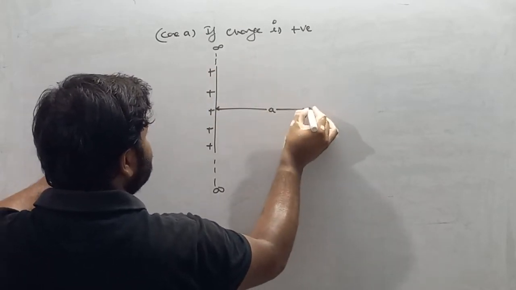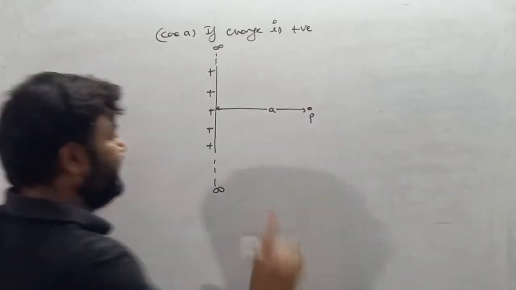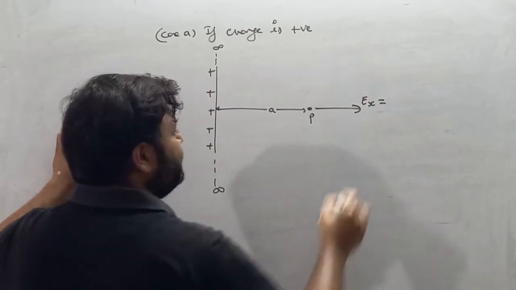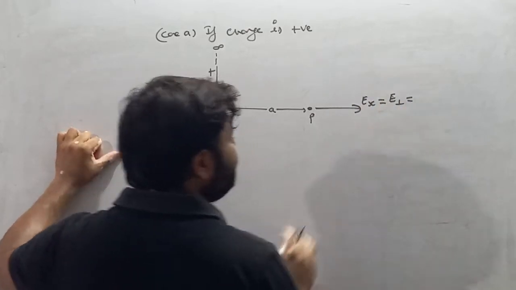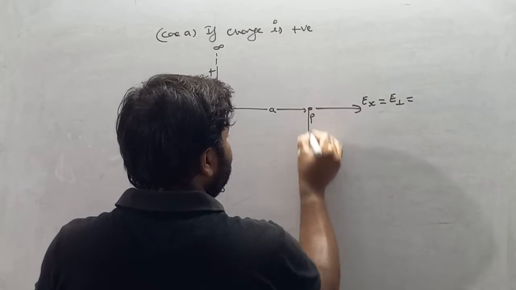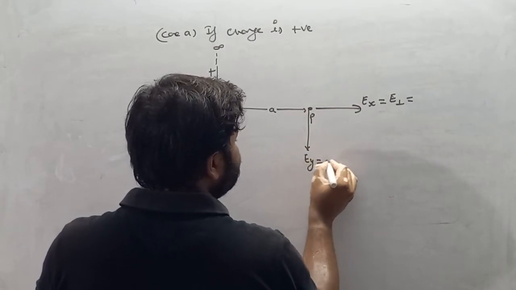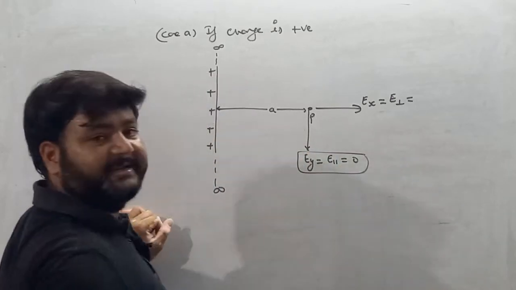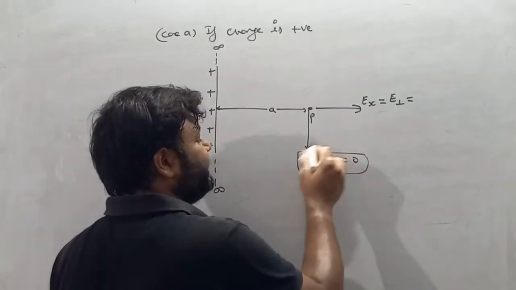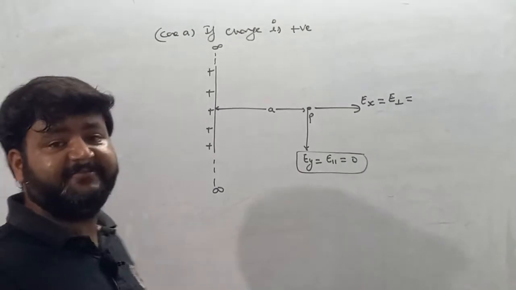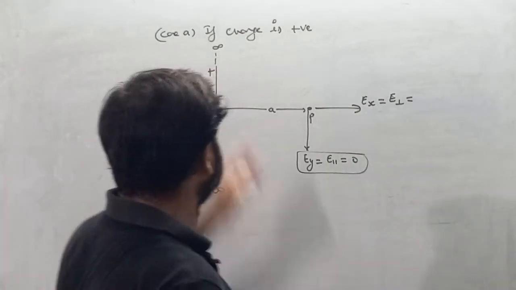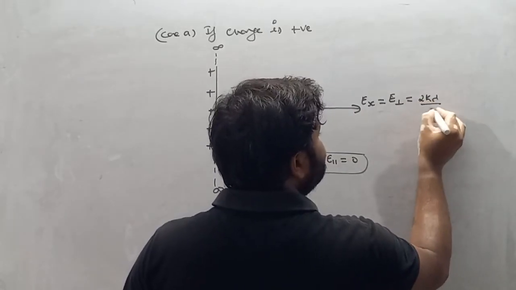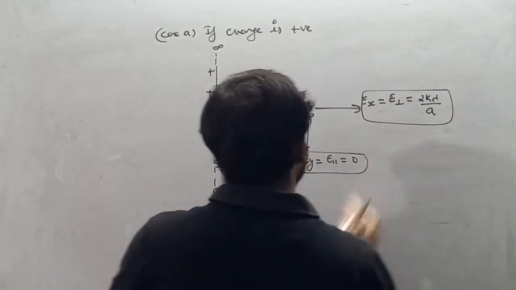At a distance A apart at point P, we have only one electric field, that is in this direction, which is also called perpendicular component of electric field. Along y-axis there is no electric field, which is equal to 0. So we don't need to put the direction of electric field along y-axis, because electric field along y-axis does not exist for infinite length wire, and it is equal to 2k lambda by A.